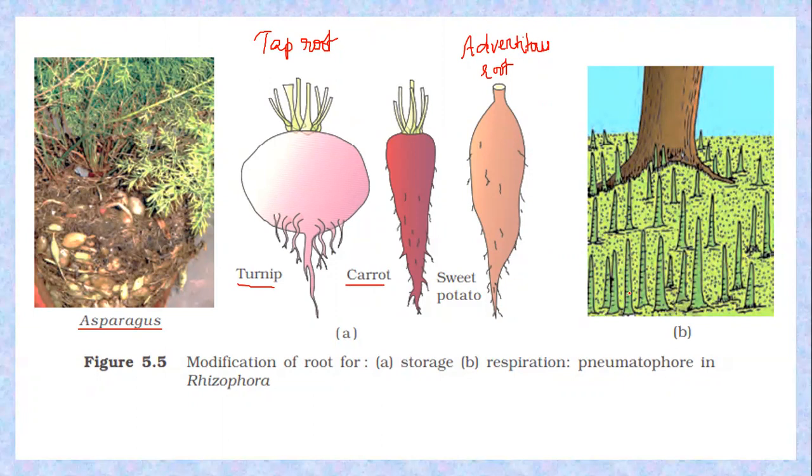This is the respiratory root. Look, these roots are generally positively geotropic, but this is negatively geotropic. Since these roots are growing in marshy areas, what happens? They won't get enough oxygen. So at that particular point of time, in order to get oxygen for respiration, the plant makes its roots grow vertically upward. Such pneumatophores are found in Rhizophora.